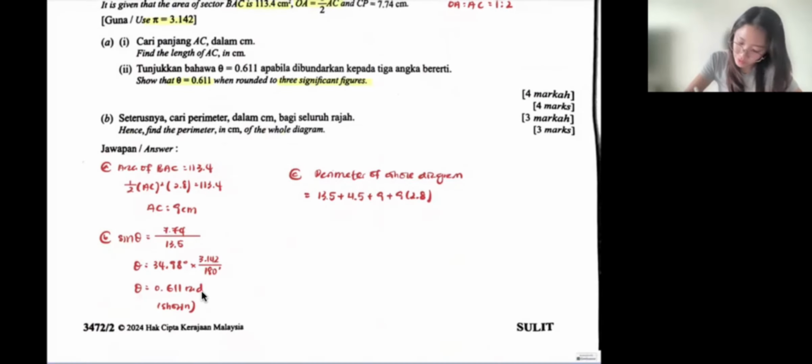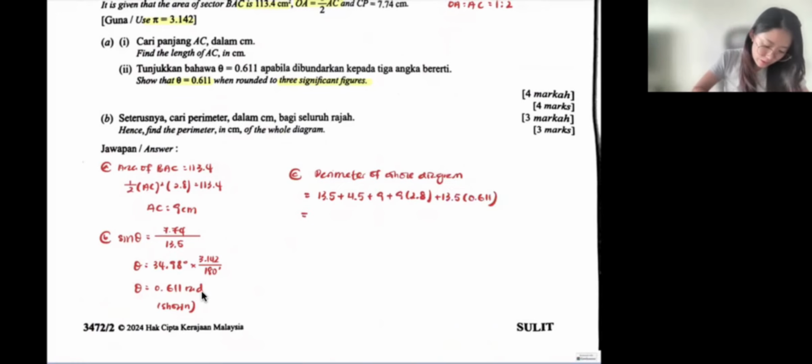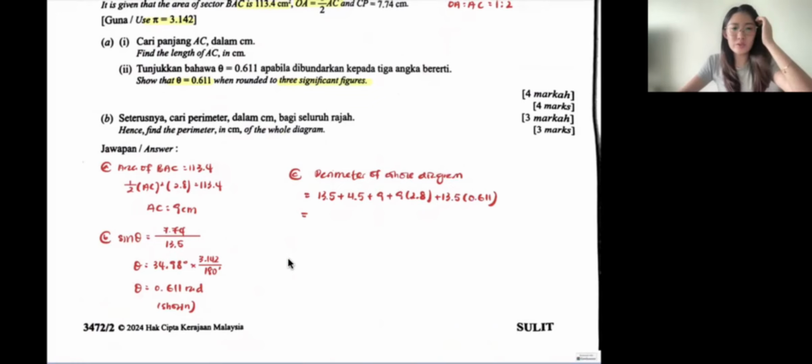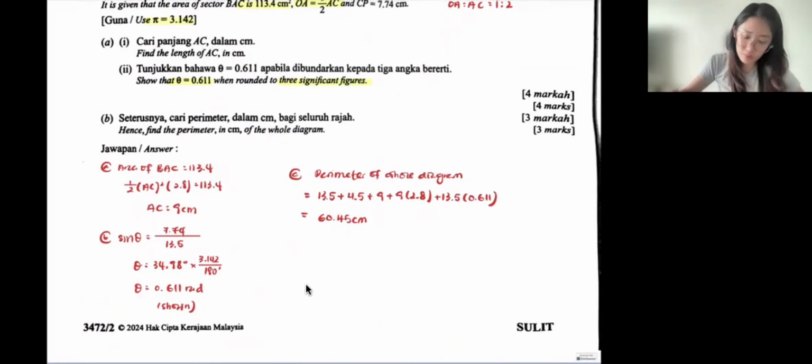Okay, 13.5 times 0.611. Okay, so what's this? 13.5 plus 4.5 plus 9, 9 times 2.8 and plus 13.5 times 0.611. Okay, so the answer over here, you are getting 60.45. Yes, 60.45 cm.